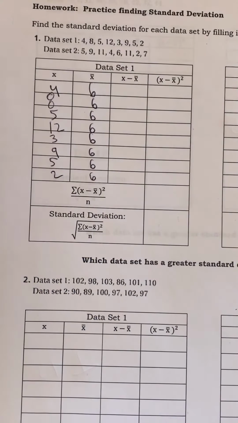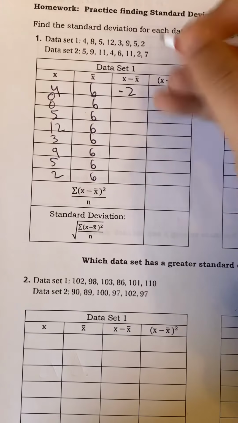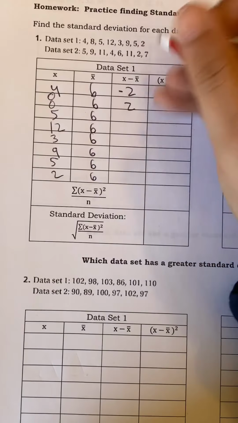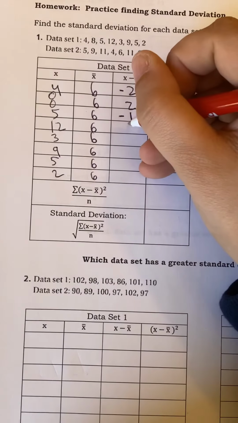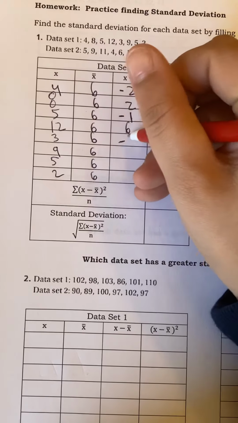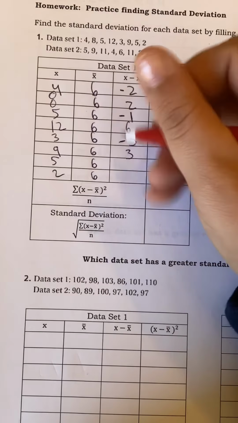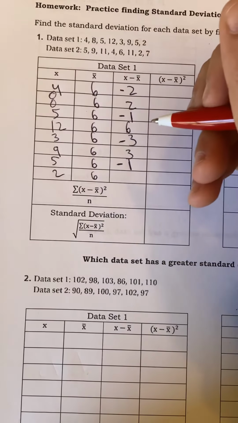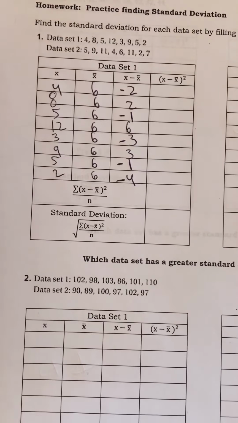Okay, so that means we're going to take all of our x values and subtract our mean from it. So 4 minus 6 gives me negative 2. 8 minus 6 gives me 2. 5 minus 6 gives me negative 1. 12 minus 6 is 6. 3 minus 6 is negative 3. 9 minus 6 is 3. 5 minus 6 again is negative 1. And then 2 minus 6 is negative 4. Okay, and if you're not 100% comfortable doing that in your head, that's fine. Just type it in the calculator. I just did those real quick in my head because this is going to take a little bit.